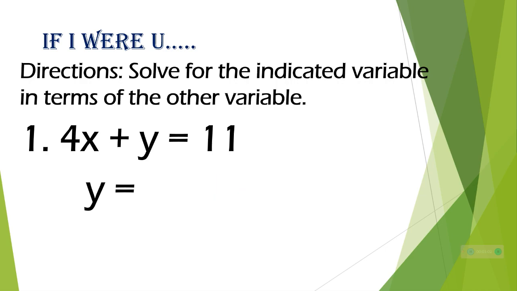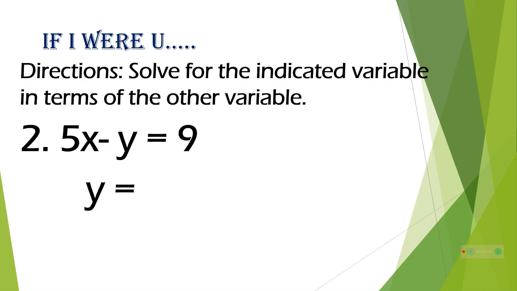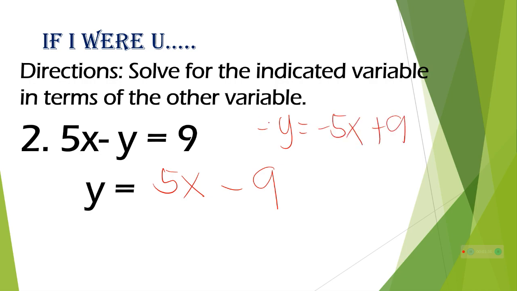Okay. For the next number, we have number 2, 5x minus y equals 9. So what should it be? Okay, so this will be y equals, yes, 5x minus 9. We have here negative y equals negative 5x plus 9. But since the coefficient of y is negative 1, you are going to divide all the terms of the equation by negative 1. So you will obtain y equals 5x minus 9.